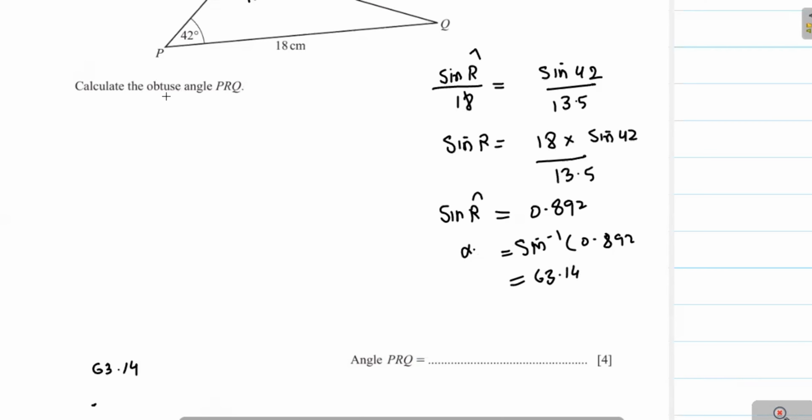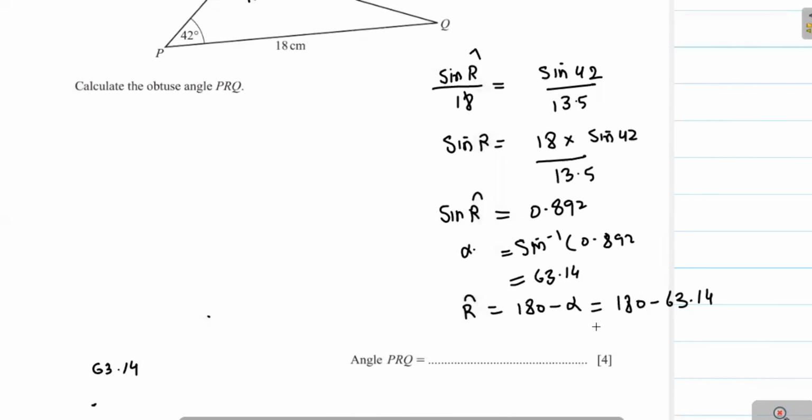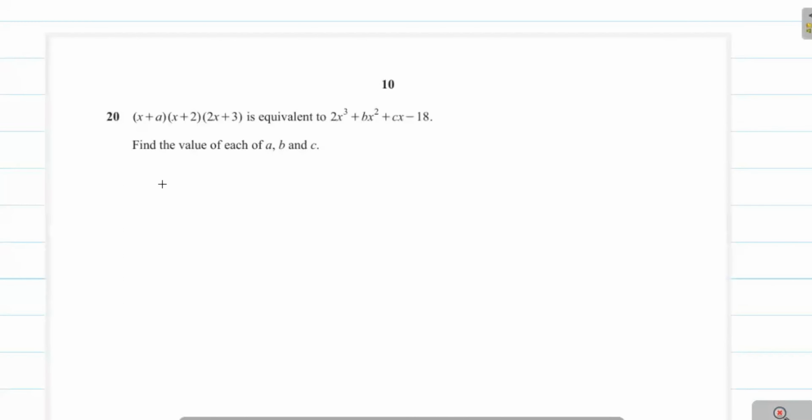63.14. What we have to calculate is the obtuse angle value, R, which will be equal to 180 minus alpha, and that's equal to 180 minus 63.14, and this value will be equal to 116.86. This is the 116.86, and this is the answer.